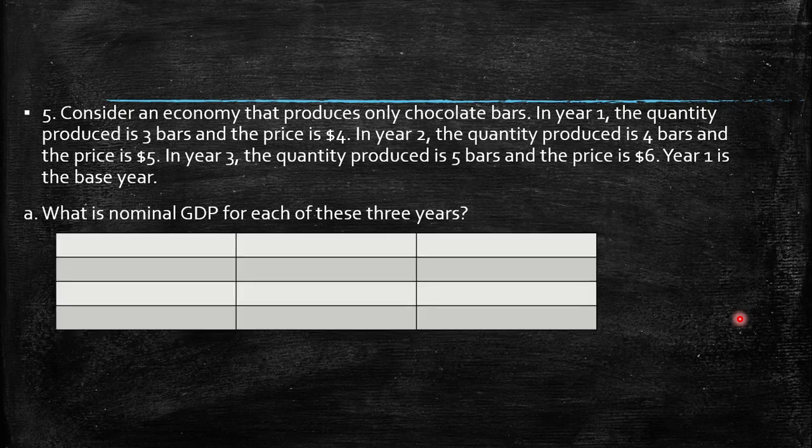So then, let's summarize all that information in a table to make it easier. So we have year 1, quantity and prices. For year 1, the quantity is 3 and the price is 4. Then for year 2 we have quantity produced 4 and the price is 5. In year 3 the quantity produced is 5 bars and the price is 6.